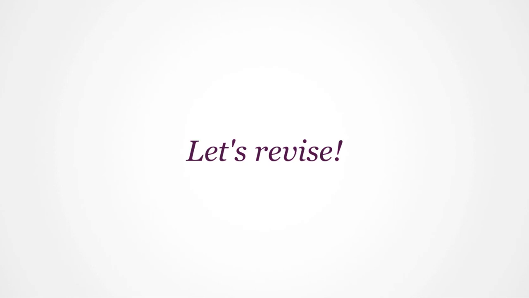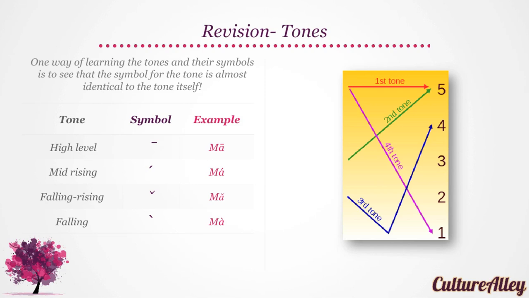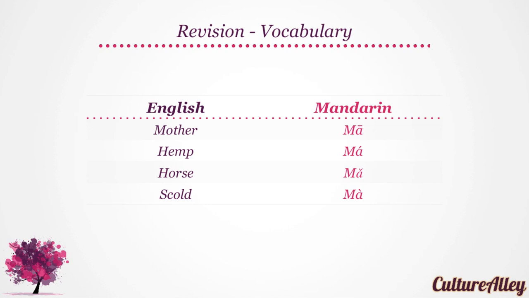Let's review what we've learned so far. We saw that a way of learning the tones and their symbols is to see that the symbol for the tone is almost identical to the tone itself. So remember, the high-level tone is denoted by the high bar. And like its name, the mid-rising tone goes from the middle to the top. The V shape of the falling rising tone is indicative of its intonation. And finally, the falling tone has a downward slant, indicating the sharp fall that it usually takes. Very good. Let's move on and take a look at the vocabulary we learned earlier in the lesson. Mother translates to ma, and hemp translates to ma. Similarly, horse translates to ma, and scold translates to ma.